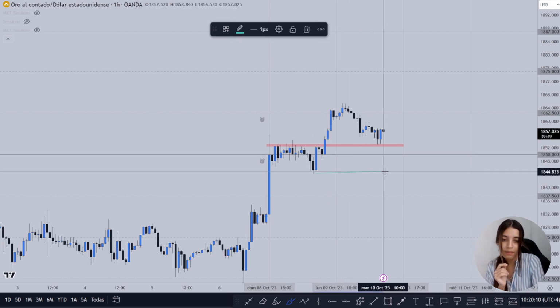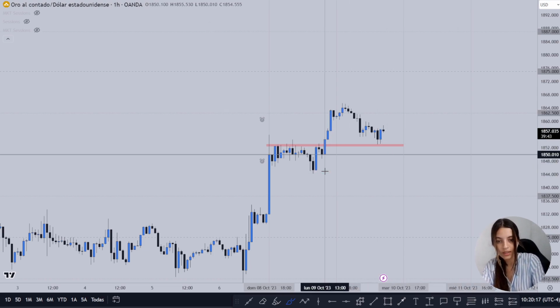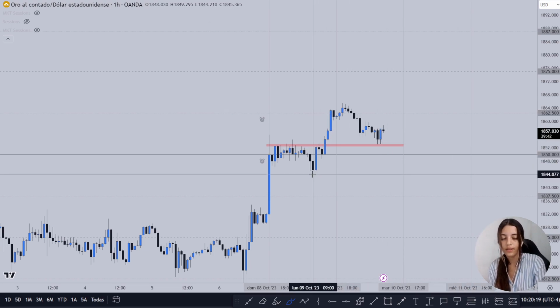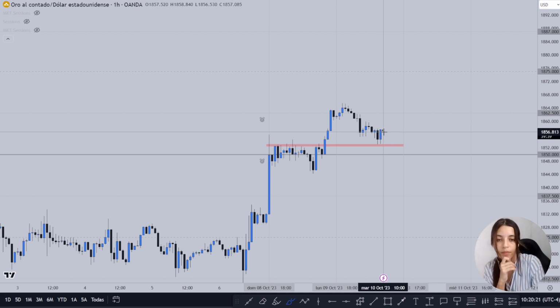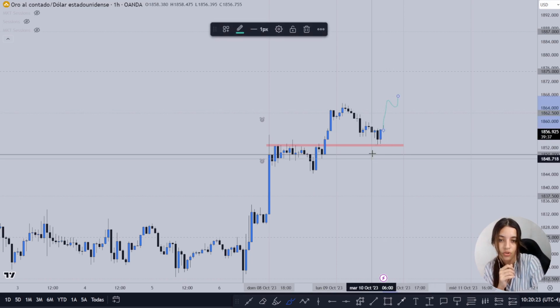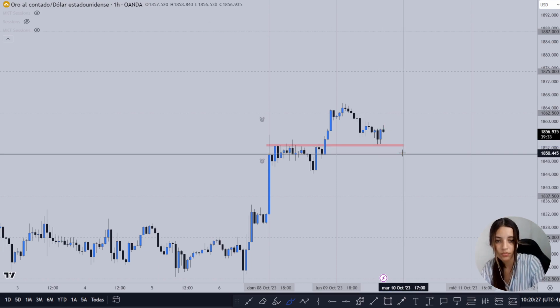If you're looking to buy, make sure that your stop loss is below this swing low, okay? Stop loss below or at this swing low right there. Or if it breaks, make sure it's below this one or at the level.